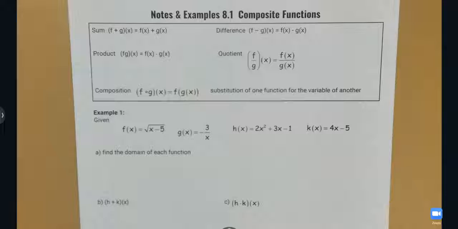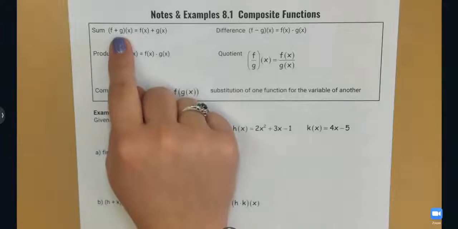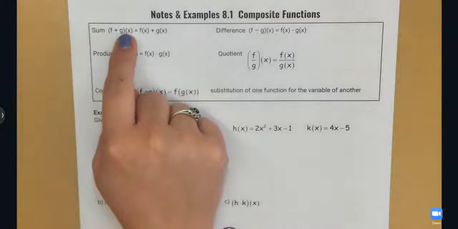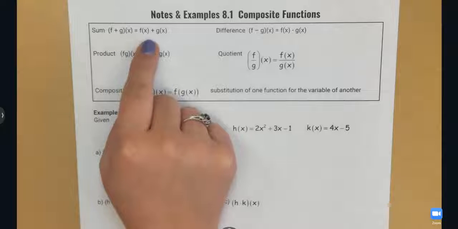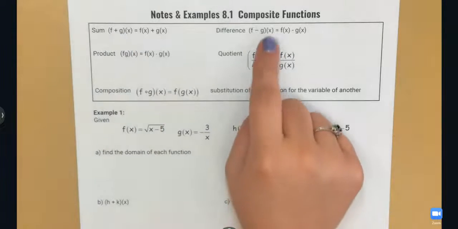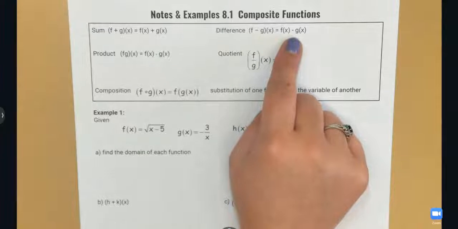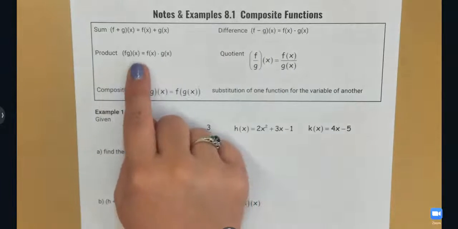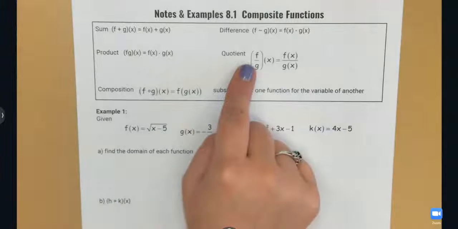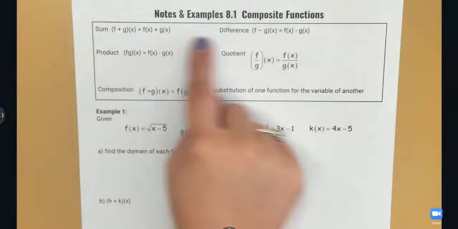Today we are going to be talking about operations and composition of functions. So the first thing we need to talk about is some of our notation and what that means. When you see this notation, f plus g of x, that just means f of x plus g of x. You are adding your two functions. Difference, same thing, f minus g of x, you're subtracting your two functions. We can also take the product where we multiply them, or we can divide them. That would be the quotient. So these are our operations.